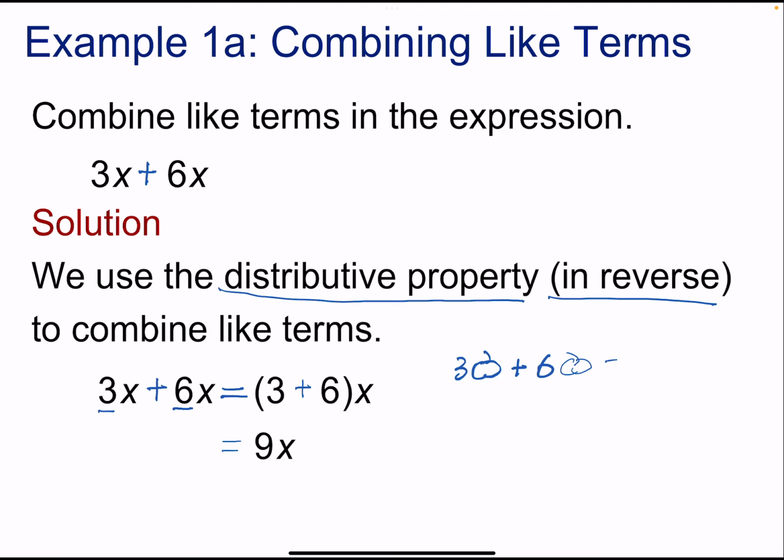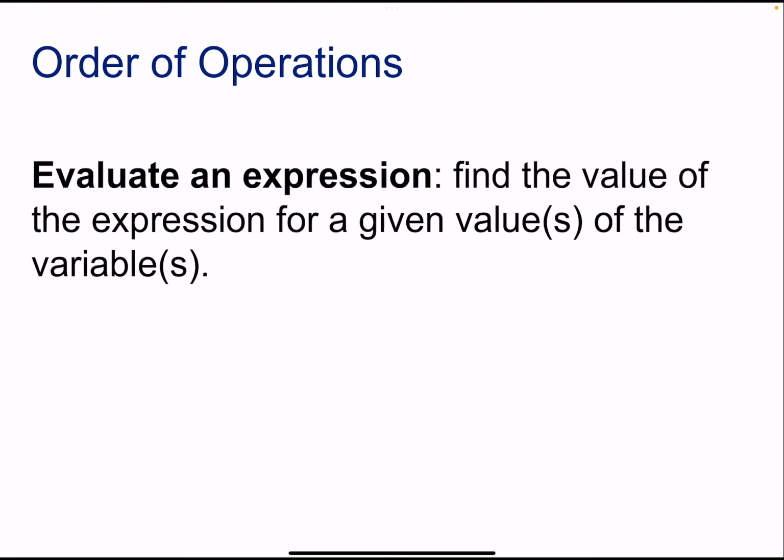I'm hoping that my drawing of an apple is making sense here. So 3 apples plus 6 apples, obviously everybody knows, you get 9 apples, right? So that's a way to understand like terms. Like terms mean that they are the same objects, the same category of objects, so you can combine them. Okay, 3x plus 6x equals 9x, something like that.